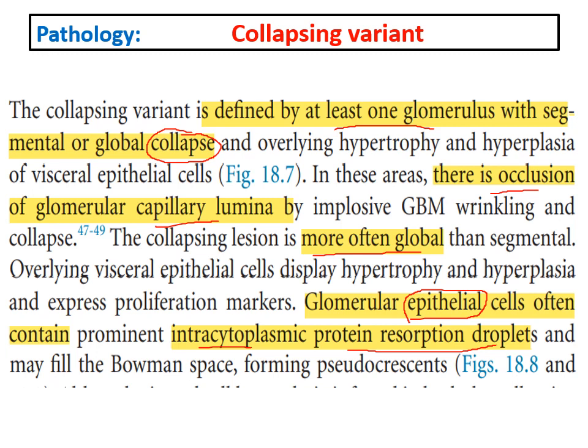This will lead to these epithelial cells becoming very large and filling Bowman's space, forming what is called a pseudocrescent. It is not due to proliferation of the epithelial cells, but usually due to protein droplets inside these cells, intracytoplasmic. So there is collapse and there are intracytoplasmic protein resorption droplets inside the epithelial cells.